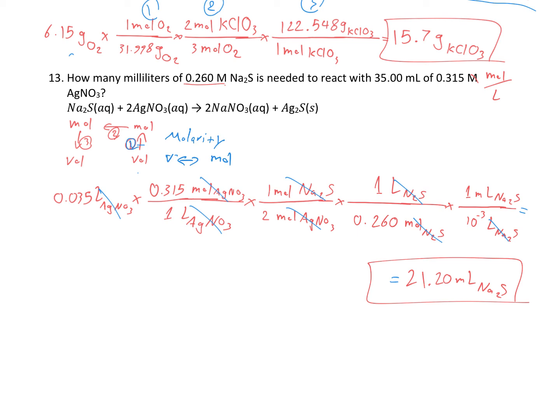So step 1, going from volume of the silver nitrate to the mole of silver nitrate, and using stoichiometry, the mole of the silver nitrate to the mole of sodium sulfide with the coefficients of the balanced chemical equation. And then step 3 is using the molarity of sodium sulfide to go from mole to the volume. So we start with the volume of the silver nitrate, which is 35 milliliter. You know, molarity is mole over liter.